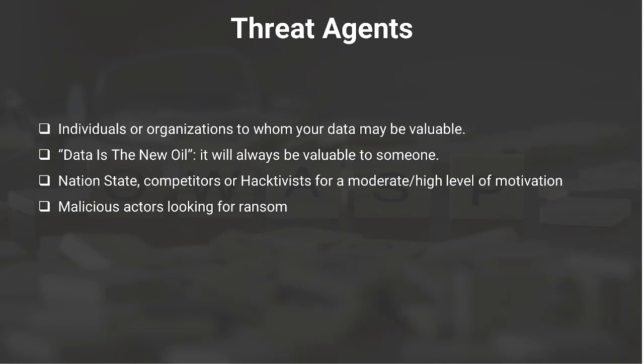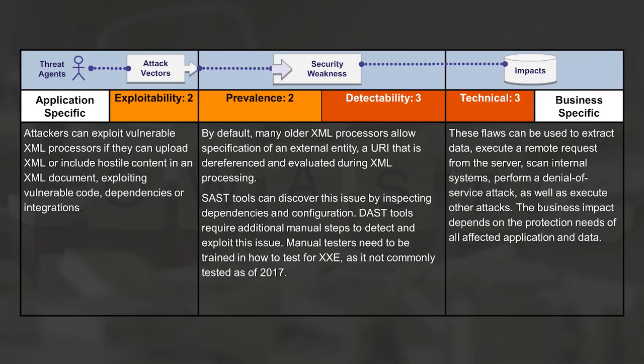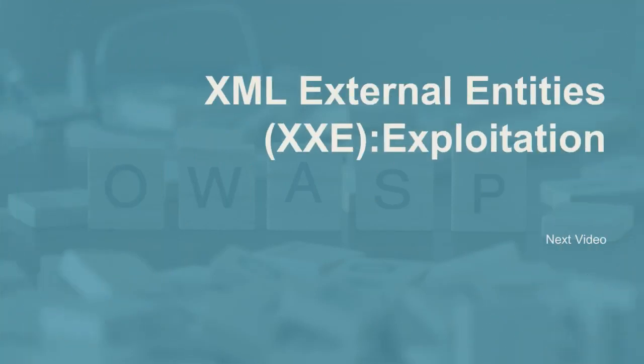Your data will always be valuable to someone, either a malicious actor looking for ransom, a nation state, competitors, or activists highly motivated to spy on what you're doing. You'll find this table in the OWASP Top 10. Pause the video and take your time to carefully read it. In the next part, we will exploit our target application to reach some sensitive data.